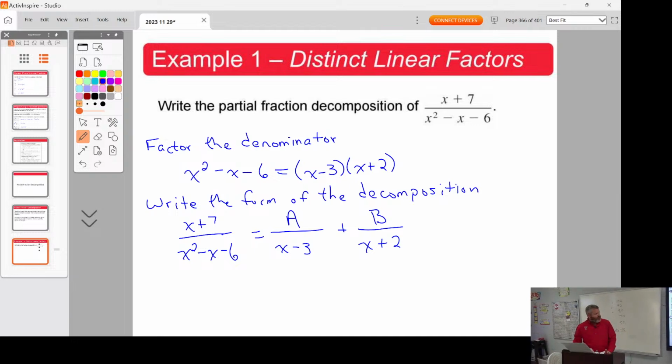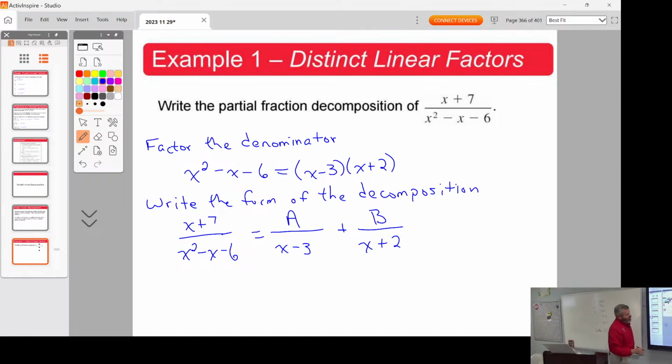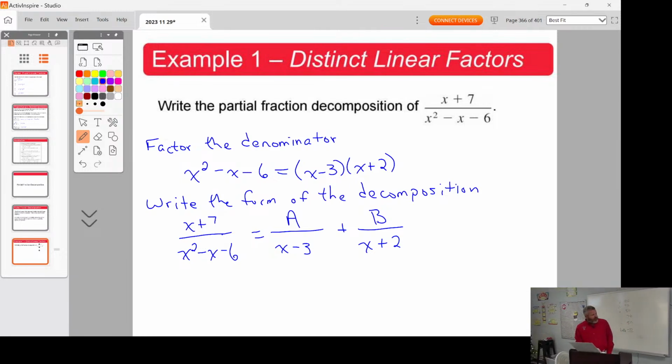Questions on that? Okay? Next thing I want to do is clean this up. I want to clean this up by getting rid of all the fractions. How can you clear fractions?